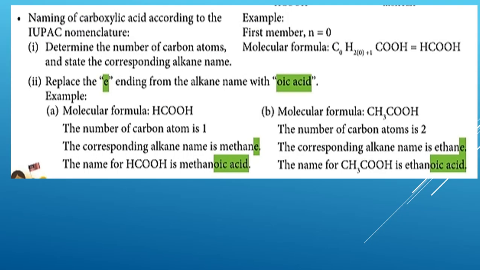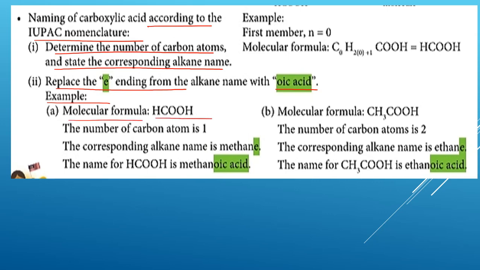So naming of carboxylic acid is according to IUPAC nomenclature. Determine the number of carbon atoms and state the corresponding alkane name. Replace the e ending from the alkane with oic acid. Example, molecular formula HCOOH. The number of carbon here is 1. So the corresponding alkane name is methane. We change the e in methane to oic acid. So the name is methanoic acid.